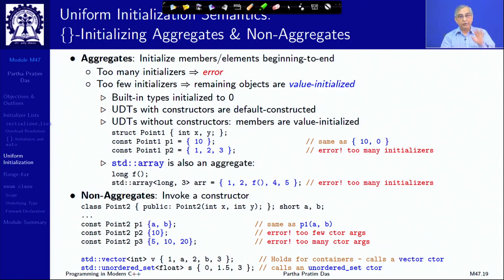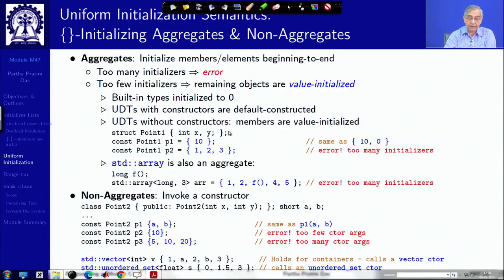If you have too few values, then you will have default values, and for built-in types that is 0. So, you can see that I have a structure with x and y here. If I initialize it with 10, the second value will be taken as 0. If I try to initialize with 1, 2, 3, it will give me an error. Similar thing for an array, and std::array, which we have not done yet.